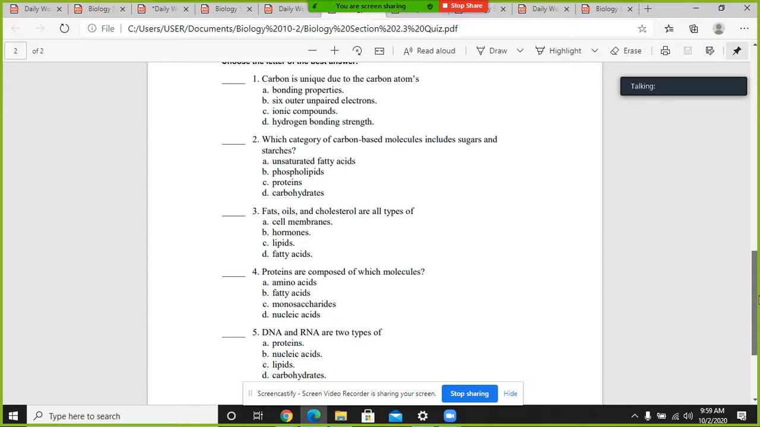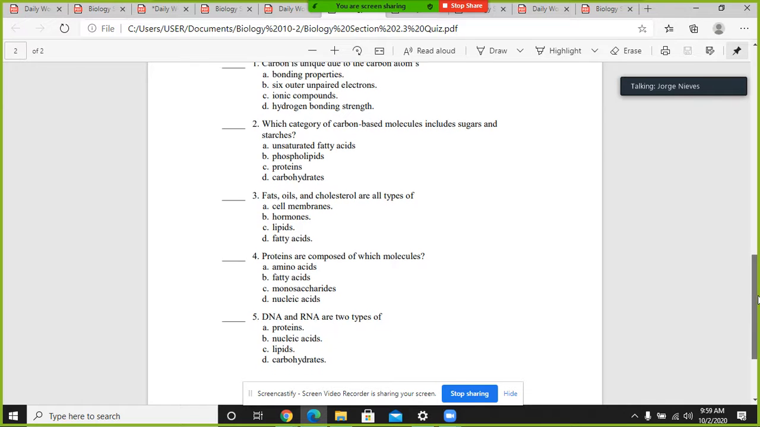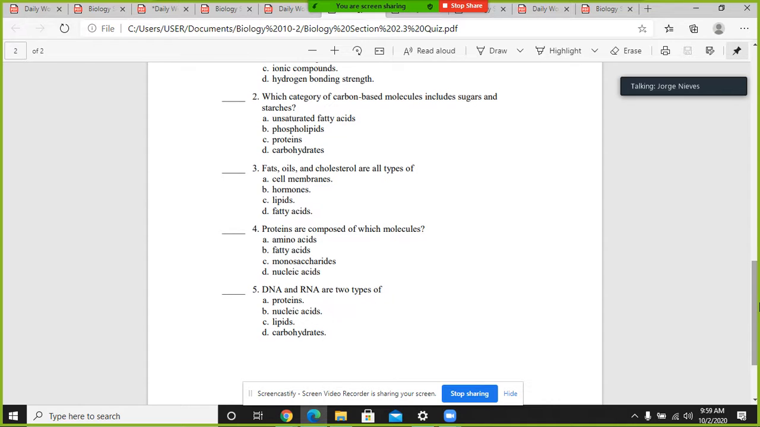Thank you. Okay, so number 2 says, which category of carbon-based molecules includes sugars and starches? Okay, that is carbohydrates, la D, perdón. Que incluye las azúcares. La 3 bien fácil, who can read it? Alguien que no haya leído. Kiarali, Gerald, lee. Number 3, please. Exacto, thank you, Gerald. Lipids.